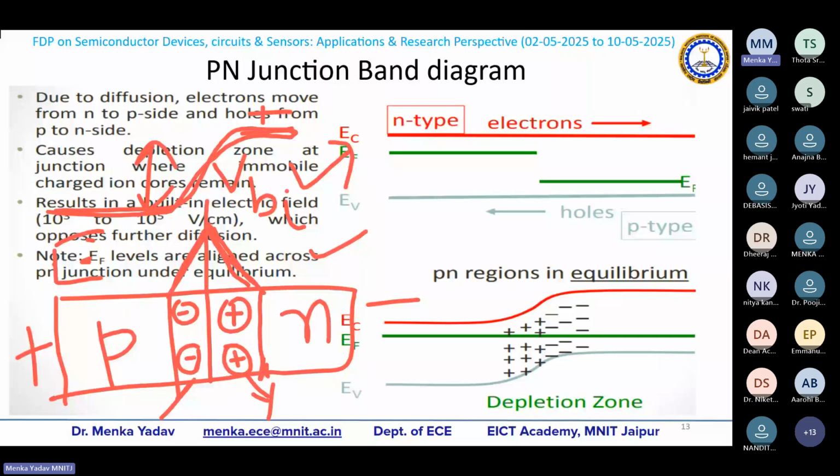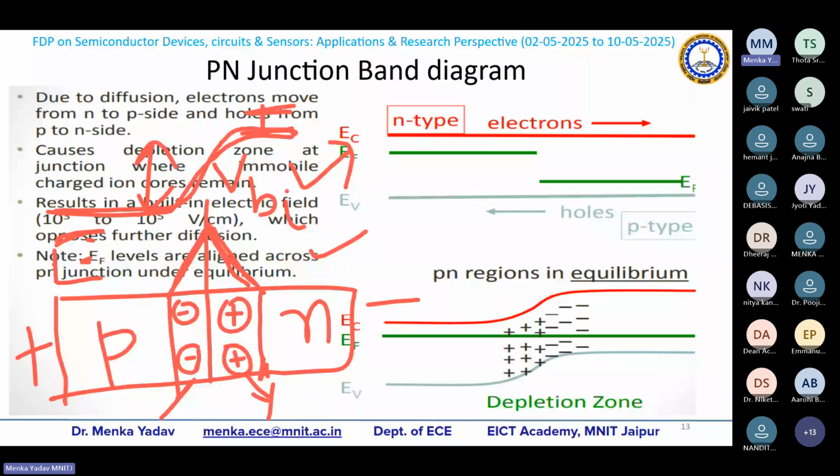VT log NA ND upon NI square. That's the built-in potential formula, right? So what does this built-in potential basically do? It is going to oppose. You can see over here towards the N side it is positive. Towards the P side it is 0. Forward bias means P has to be positive and N has to be negative. It means this built-in potential is always opposing the forward bias or the normal operation of the diode. So this built-in potential has to be crossed, and then only the diode will work, right?